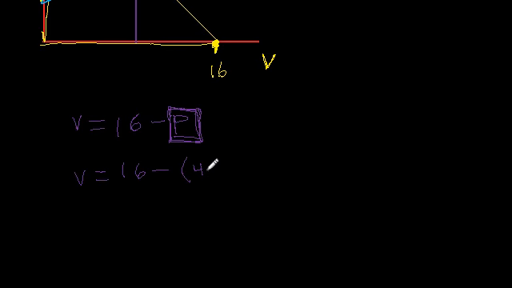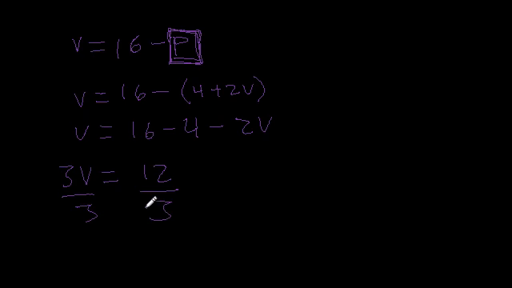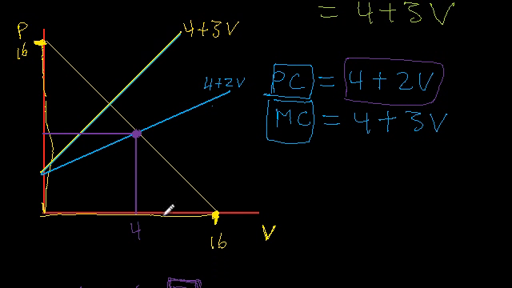So 4 plus 2V. And that equals 16 minus 4, and we'll open the brackets, minus 2V. Put the V over there, and I'll add 2V to both sides, so I get 3V is equal to 12. And then I'll divide both sides by 3. The 3 there cancels out, and this turns into a 4. So we get V is equal to 4. Alright, so we can fill that information into our chart. V is equal to 4.